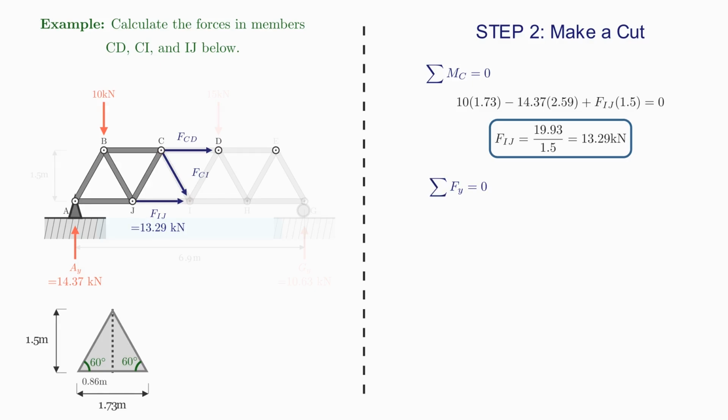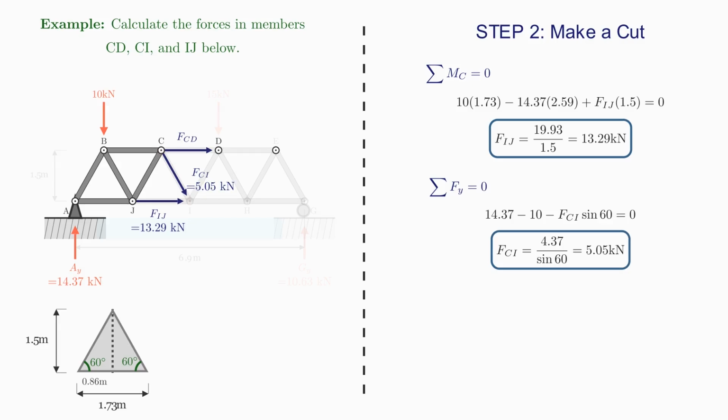Next, taking the sum of the forces in the y direction, taking up as positive, down as negative. In the upward direction, I have 14.37. And then downwards, I have minus 10. And I also have minus FCI sine 60, which is the vertical component of FCI if we resolve it in the vertical direction. So these add up to 0. Then rearranging and solving, I get that FCI is 5.05 kilonewtons, and I can add this onto my diagram.